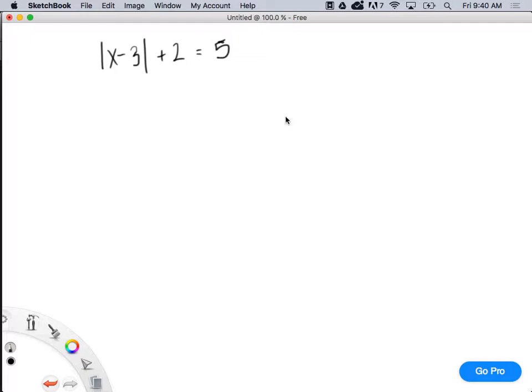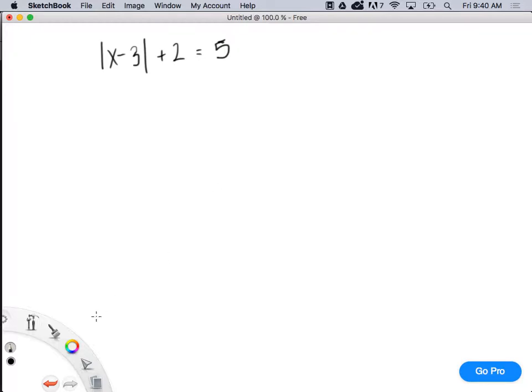Now let's say I don't want to graph this because I just don't want to take the time. Honestly, I would never solve this using a graph. It's good to solve it using a graph at first because it helps you to understand. But you'd never graph this to solve this because it's much easier just to do it algebraically. So let's say I want to solve it algebraically.